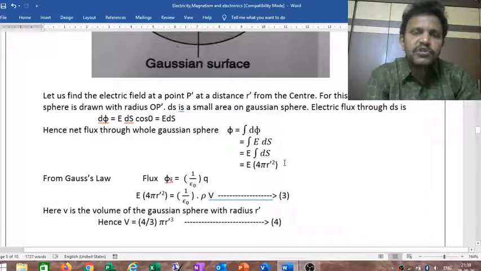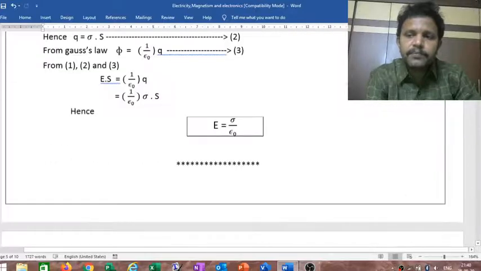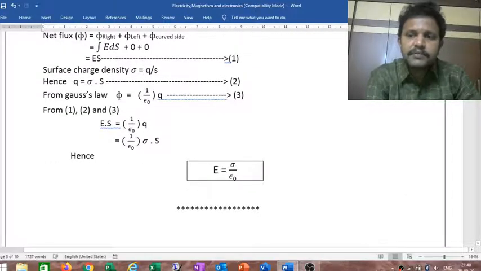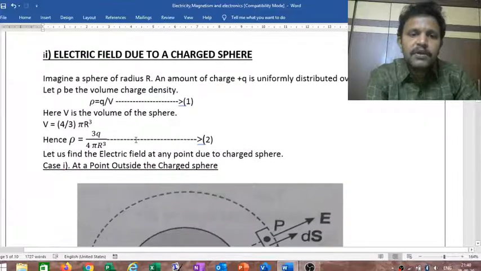Simply we substitute into the Gauss law. Our Gauss law is electric flux is equal to Q by epsilon naught. So instead of phi, we substitute E into 4 pi r dash square is equal to 1 by epsilon naught. Here Q is equal to rho v. We already discussed in equation 1. Our equation 1 is rho is equal to Q by v. That is Q is equal to rho v. Or we get rho is equal to 3Q by 4 pi R cube. Let us substitute this value into this equation.